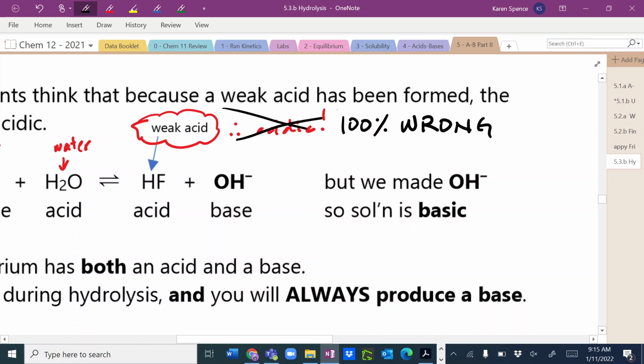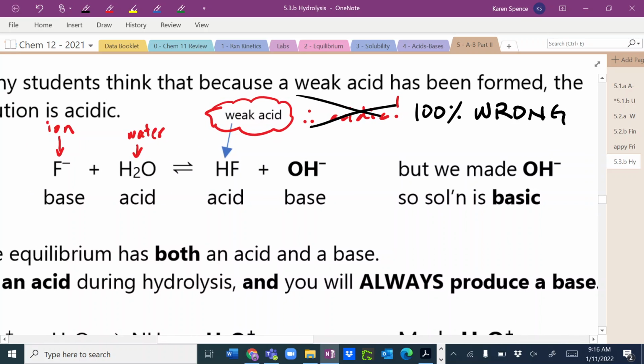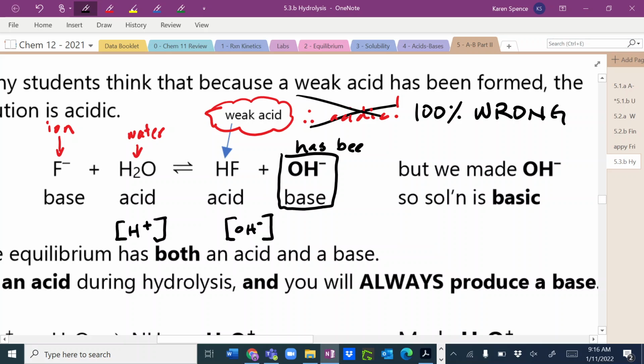The solution is not acidic, because it doesn't matter that we have made a weak acid. What matters in terms of whether a solution is acidic or basic is the concentration of H+ compared to the concentration of OH-. In this situation, OH- has been made, so the concentration of OH- is going to be bigger than the concentration of H+, which was not made. Therefore the solution is going to be basic.